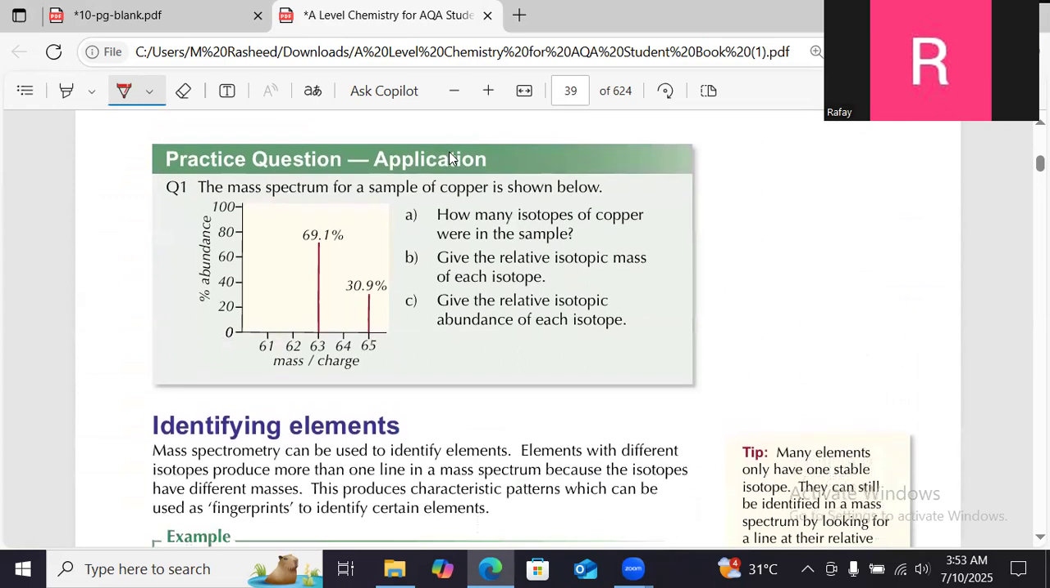Okay, there is a practice question. You will solve this one. The mass spectrum for a sample of copper is shown below. How many isotopes of copper were in the sample? This mass spectrum is given. Can you tell me how many isotopes there are? Two, because there are two peaks. Very good. Two peaks, two isotopes. Then give the relative isotopic mass of each isotope. What's the mass of each isotope?